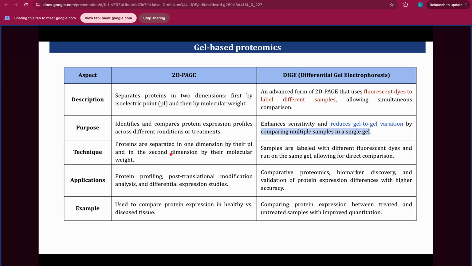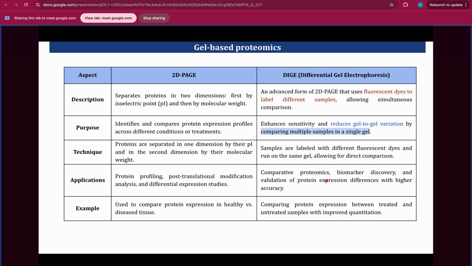So the technique in 2D PAGE is simple, two-dimensional gel electrophoresis, whereas in DIGE it is dye labeling followed by two-dimensional gel electrophoresis. Applications of 2D PAGE include protein profiling, post-translational modification analysis and differential expression studies, whereas in DIGE we can go for comparative proteomics, because we can compare 3 to 5 samples at the same time using dyes.